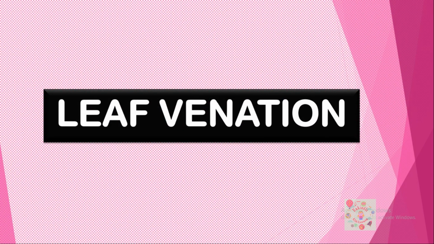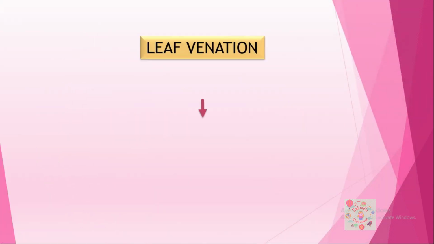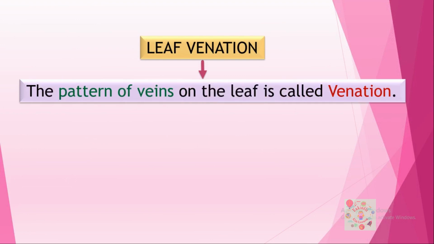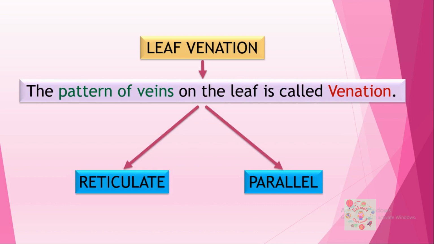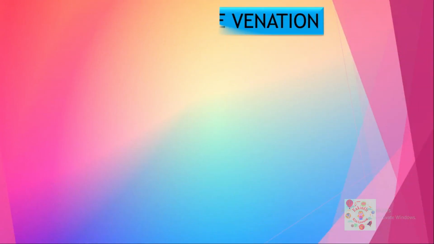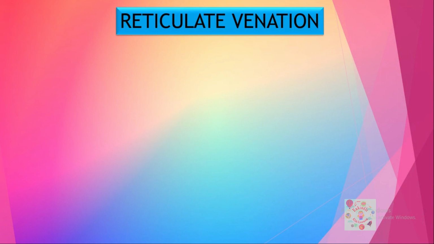What is leaf venation? Leaf venation is nothing but the pattern of veins on the leaf. The pattern of veins on the leaf is called venation. There are two types of venation. One is reticulate and the other is parallel venation. Let's study about each one in detail. The first one is reticulate venation.